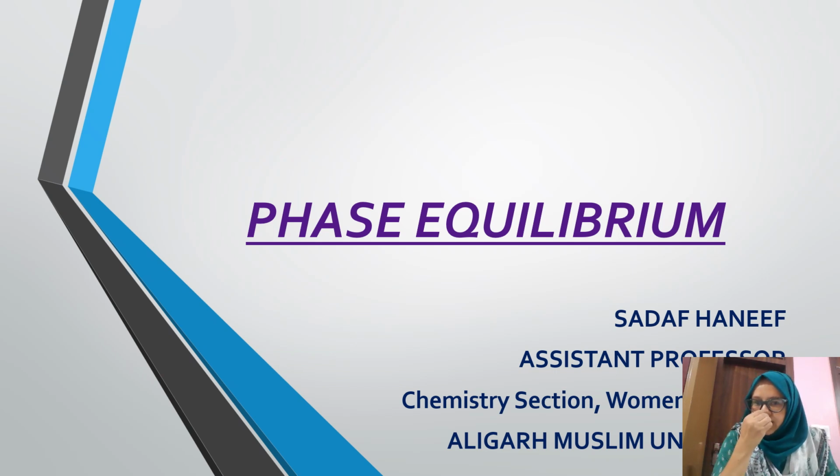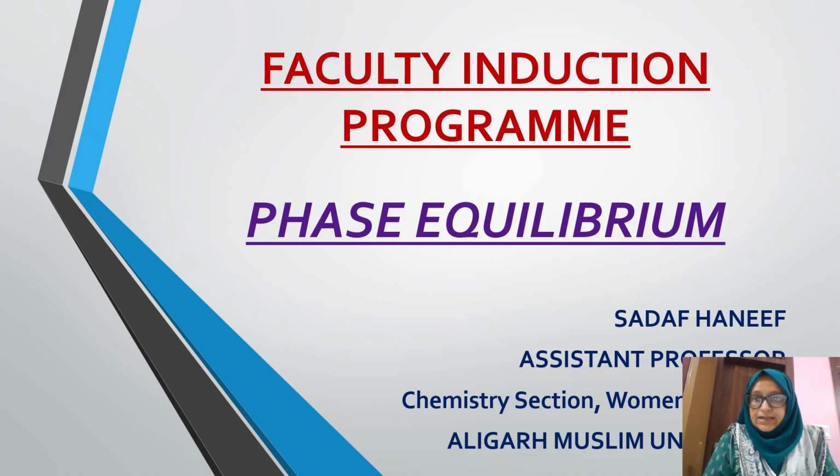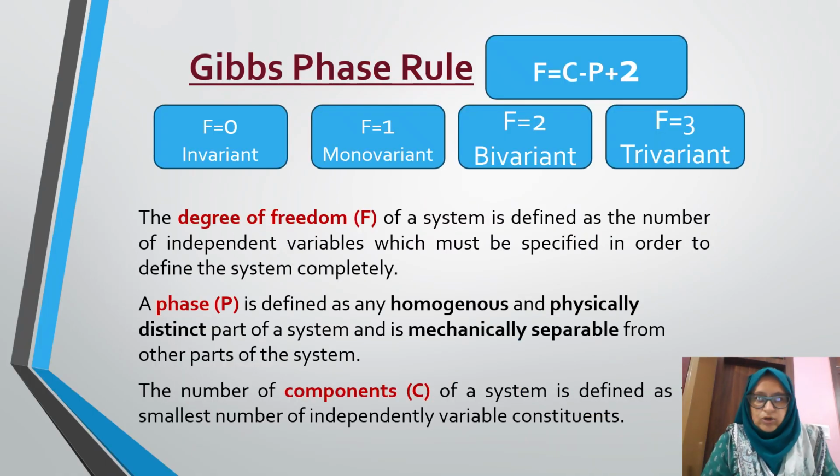And as we all know, matter exists in three different phases: solid, liquid and gases. So the equilibrium that exists among these three different phases is known as phase equilibrium. In order to study this phase equilibrium in detail, we have a very important rule, and that rule is known as Gibbs phase rule. This Gibbs phase rule is used for the qualitative or quantitative treatment of equilibrium among different phases.